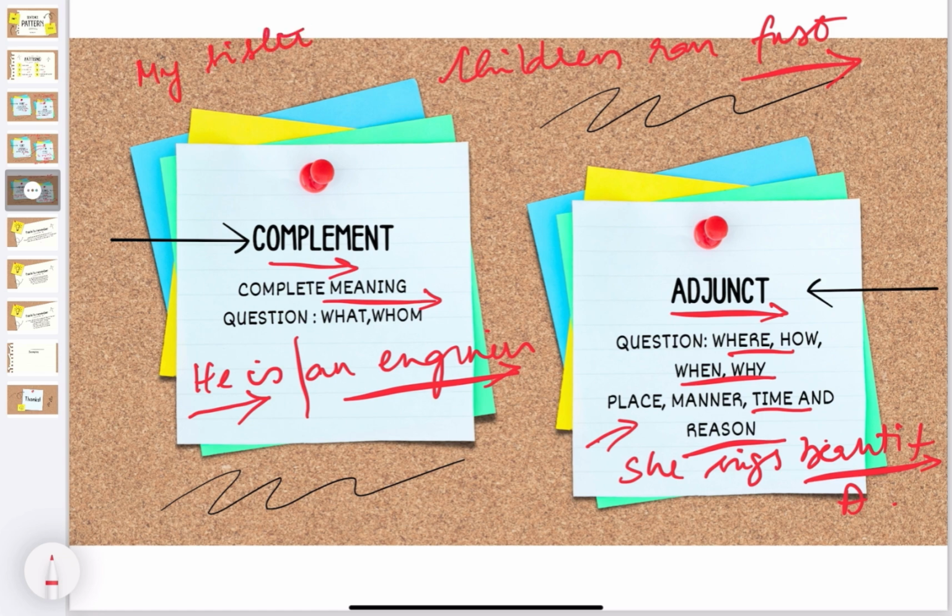My sister is a doctor in Bangalore. So in Bangalore is an adjunct. So this is how you try to understand.